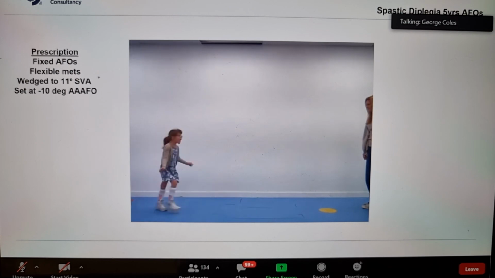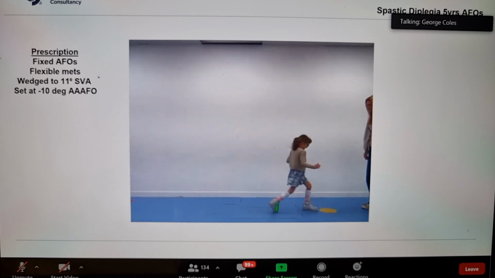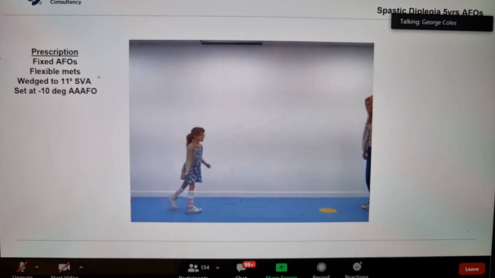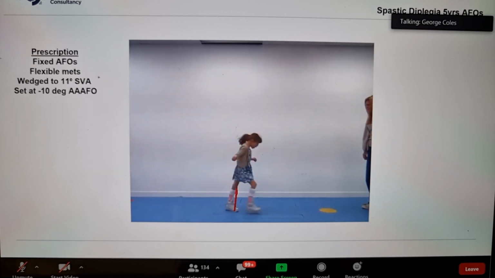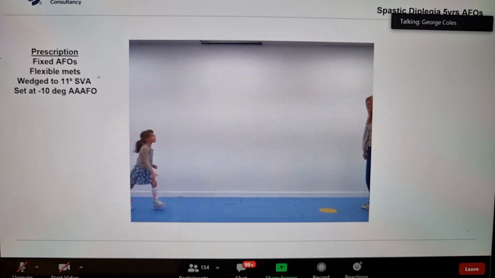But in the last appointment, she told me that she prefers wearing them and wants to wear them for longer because she feels that she's more functional in the AFOs than outside the AFOs. And that would be something we have to change.